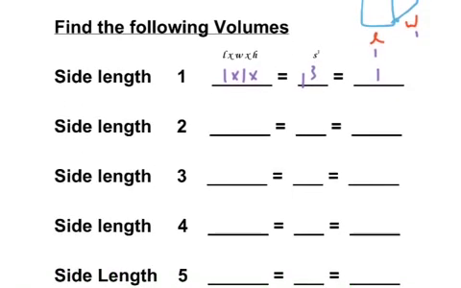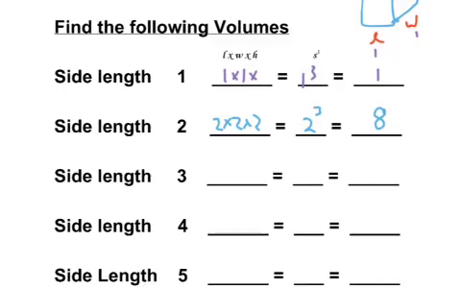I'm going to try to go a little fast here. So in the next one, if we have a side length of 2, it is just going to be 2 times 2 times 2, which is 2 cubed, and 2 cubed ends up being 8. Now, keep in mind, like we talked about the other day, 2 to the third power does not mean 2 times 3. It means 2 times itself 3 times. So 2 times 2 is 4, 4 times 2 is 8, that's how I get 8.